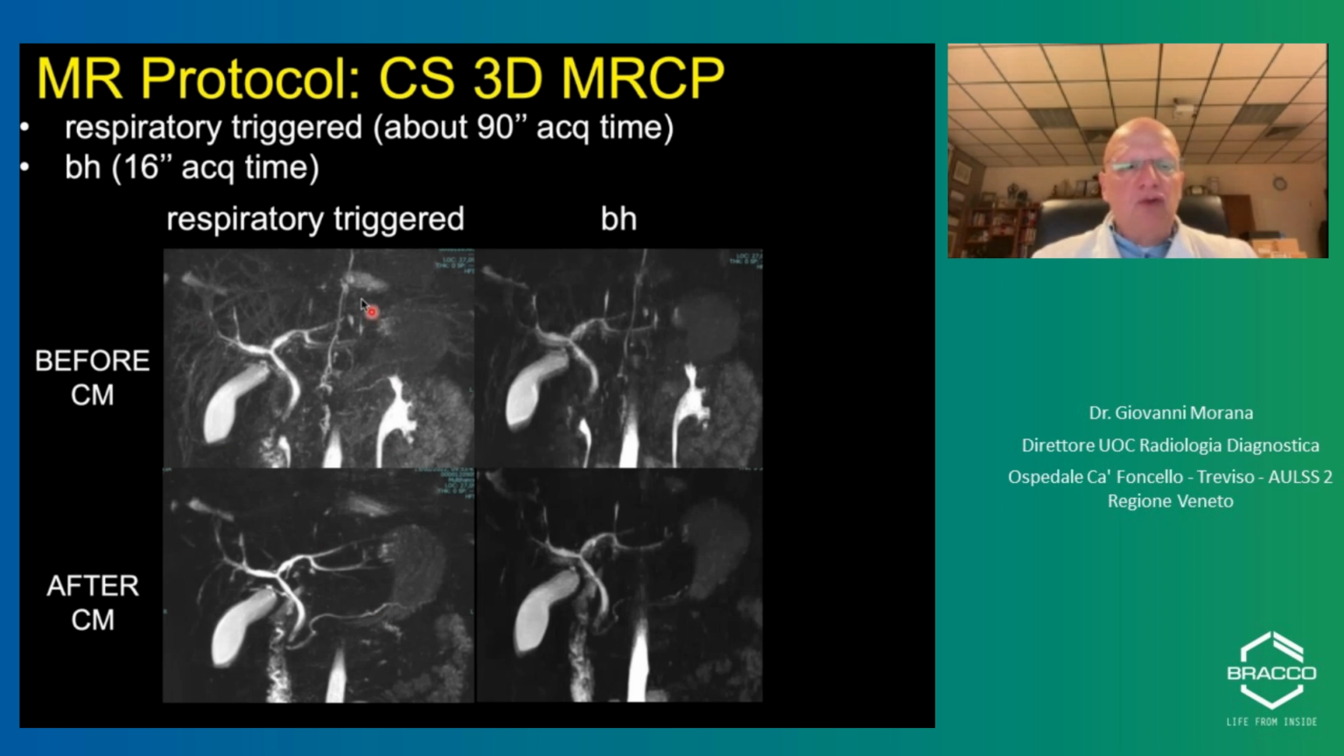Remember, you can perform this trick only if you use Multihance or other vascular interstitial contrast media. Don't use it after Primovist, because Primovist goes very fast into the biliary ducts. So if you perform MRCP after Primovist, you will lose the biliary ducts.